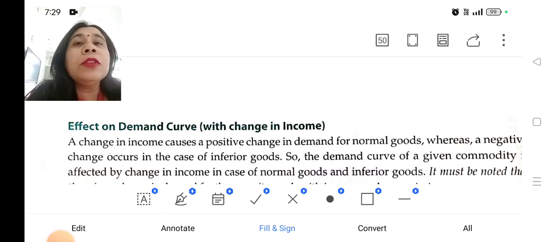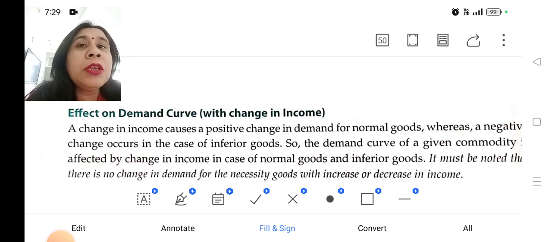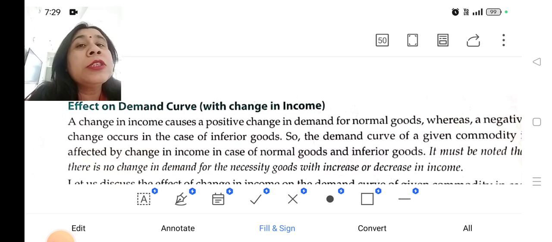Today we will be learning the effect on the demand curve when the income of a consumer changes, for normal goods as well as for inferior goods. A change in income causes a positive change in the demand for normal goods. On the other hand, it causes a negative change in the case of inferior goods. So the demand curve of a given commodity is affected by change in income in the case of both normal goods and inferior goods.